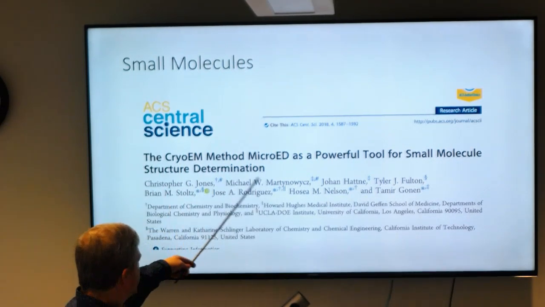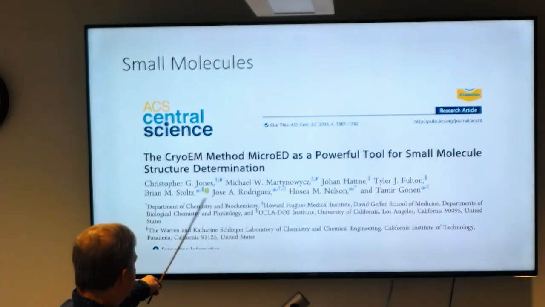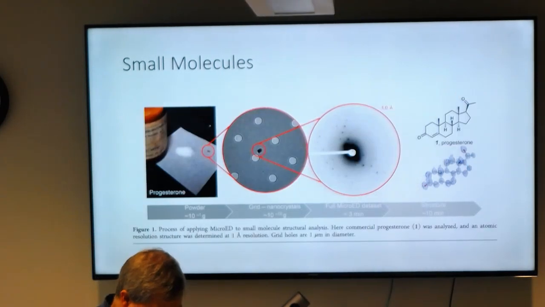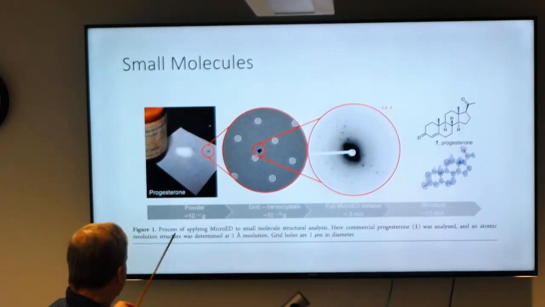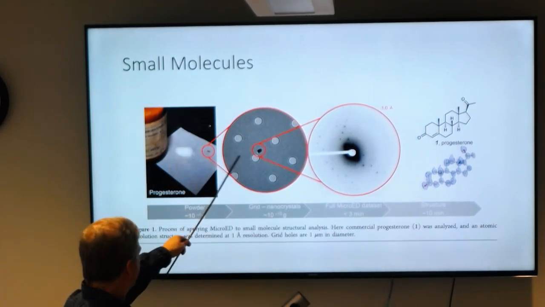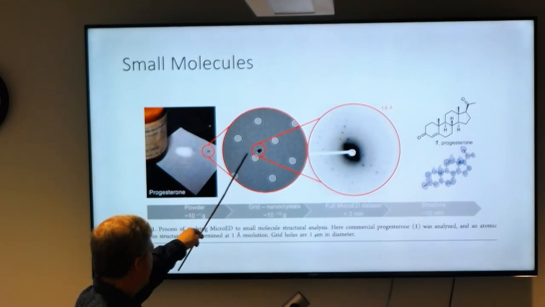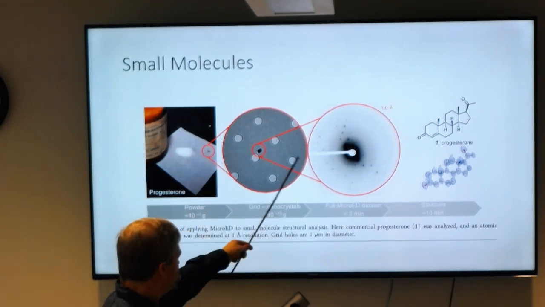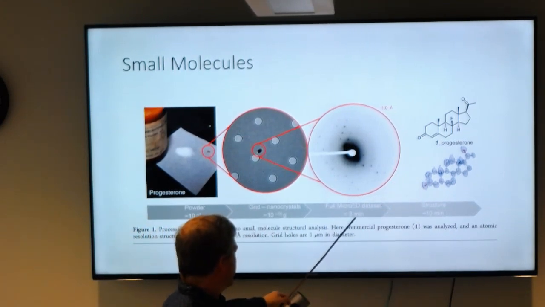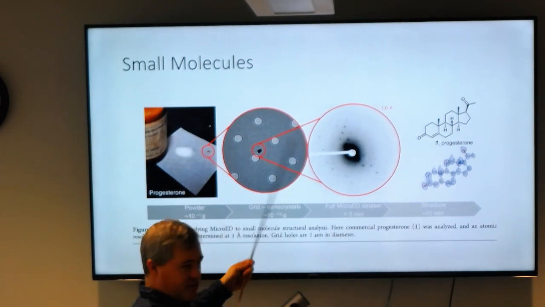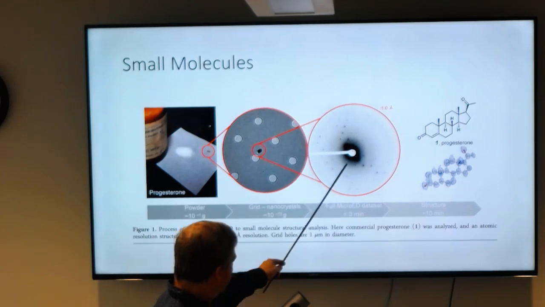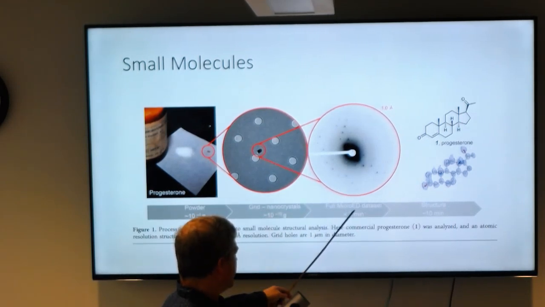So they published this paper in 2018, on Cryo-EM, this method for small molecule determination. They started off with some standard lab chemicals. This is progesterone. This is an EM grid. They put it on an EM grid, and then did their microED of it. That took about 3 minutes of collection. Of course, they would have had to search for it and set up the microscope, so that's a little exaggerated, but still, they could collect a full data set from one crystal in about 3 minutes.